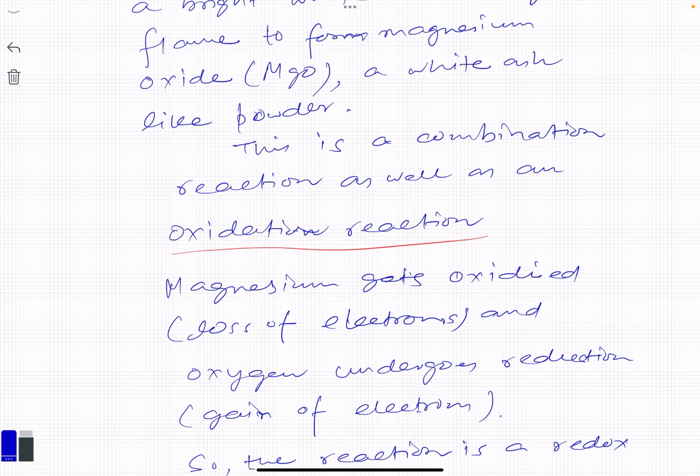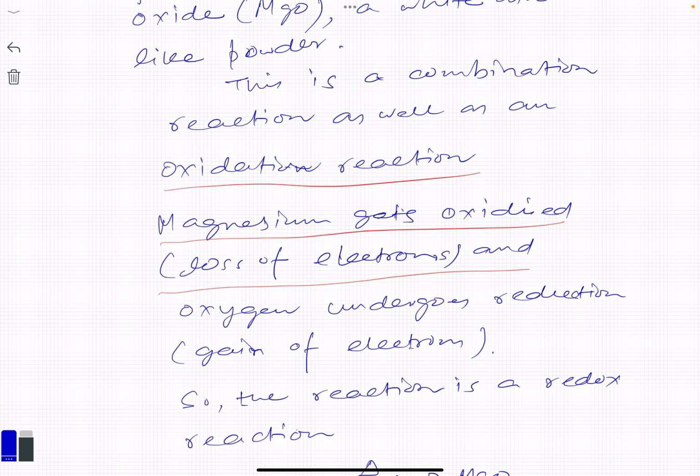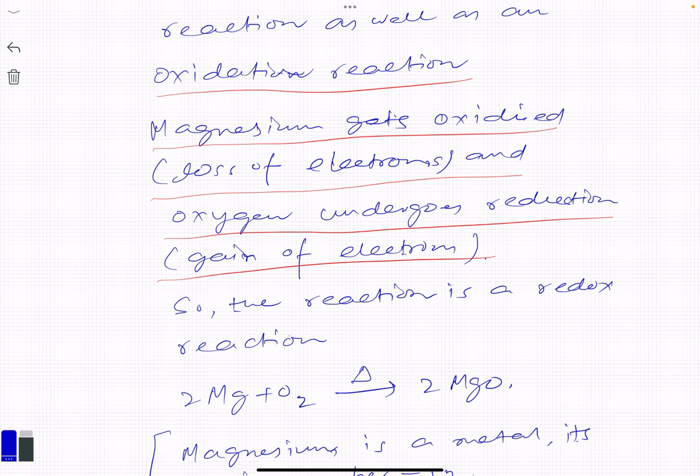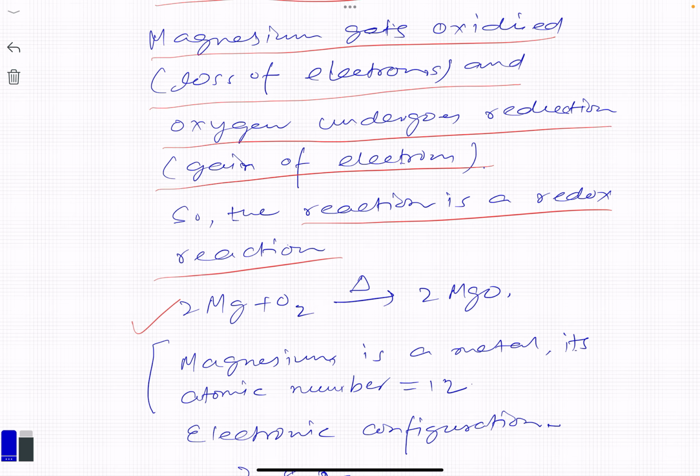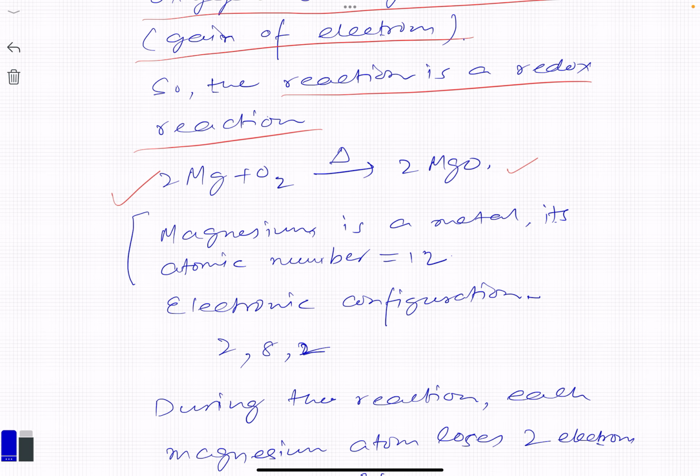In this reaction, magnesium gets oxidized, which means loss of electrons, and oxygen undergoes reduction, which means gain of electrons. So the reaction is a redox reaction. The chemical equation is 2Mg + O2, when heated, gives 2MgO. Magnesium is a metal. Its atomic number is 12. Its electronic configuration is 2, 8, 2.